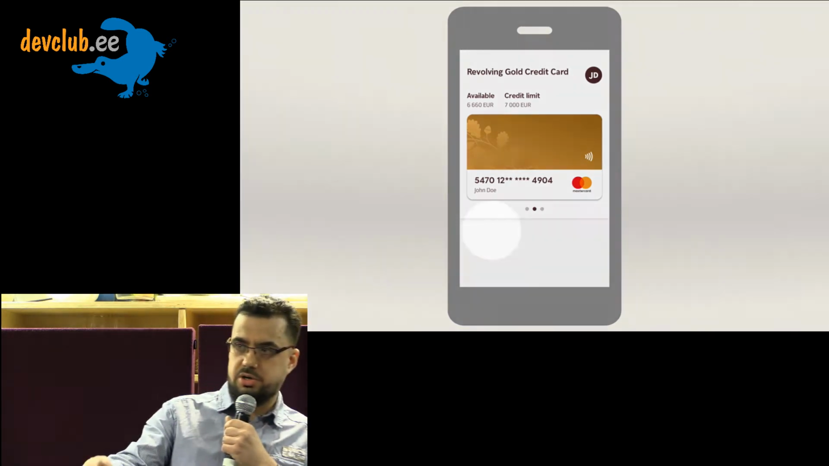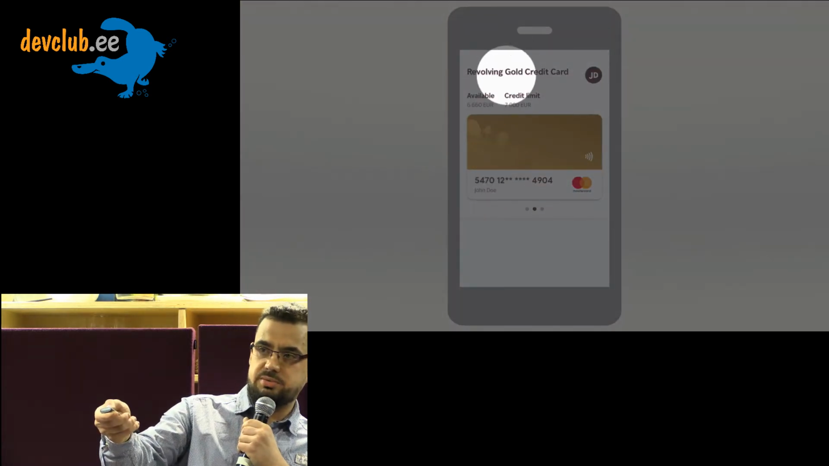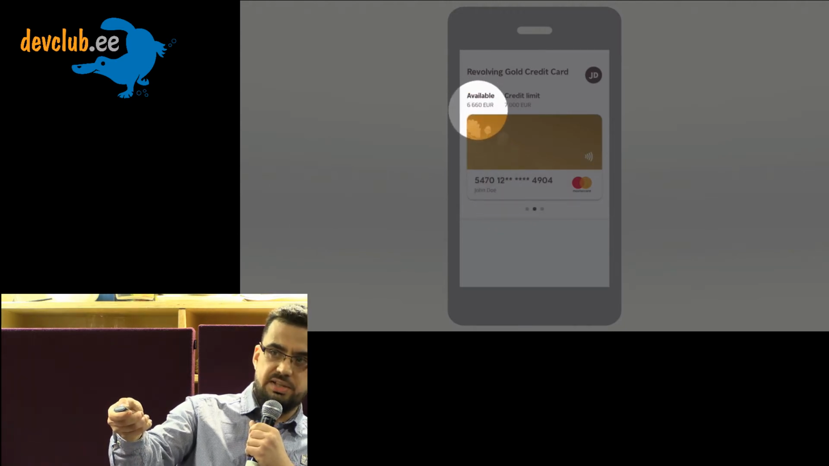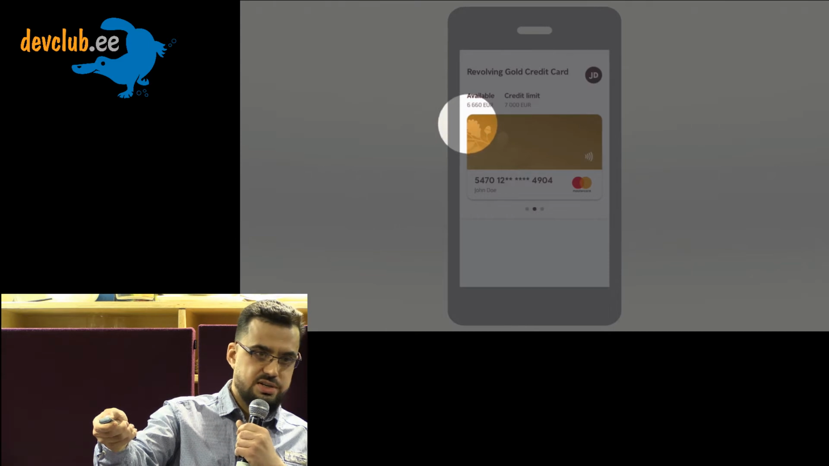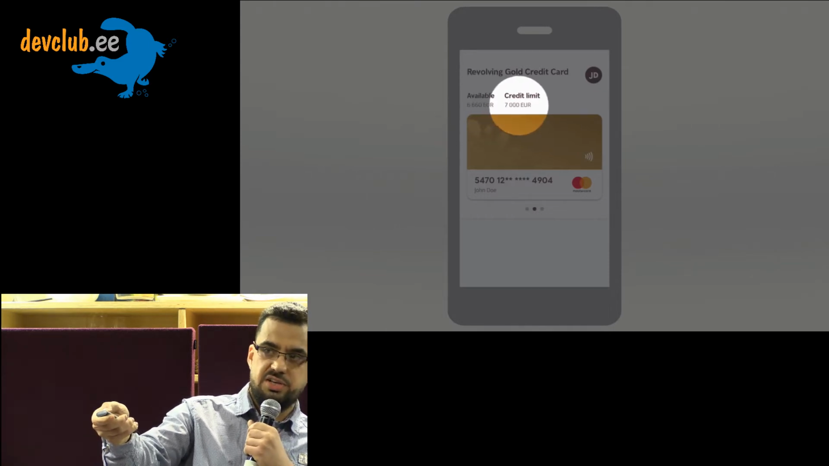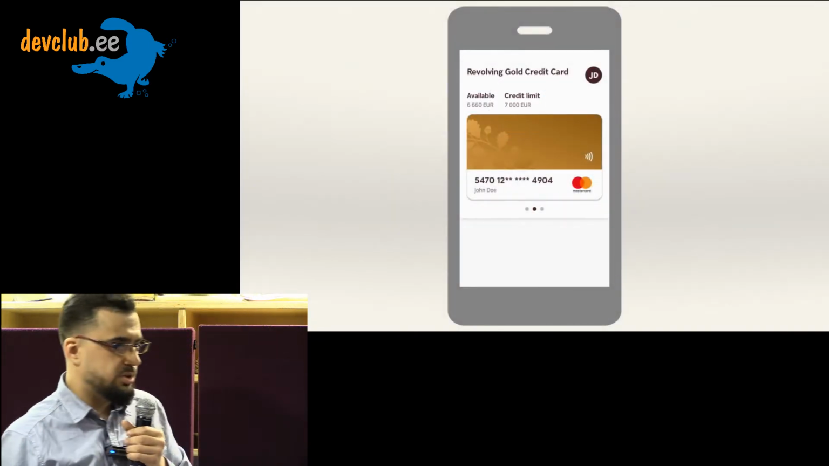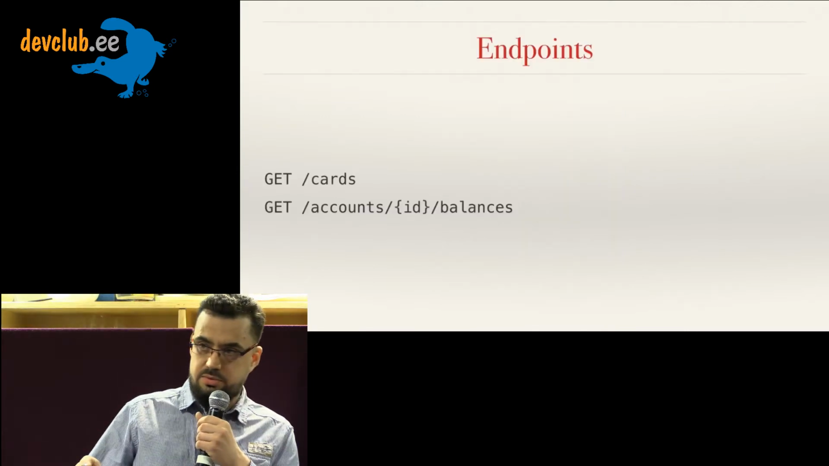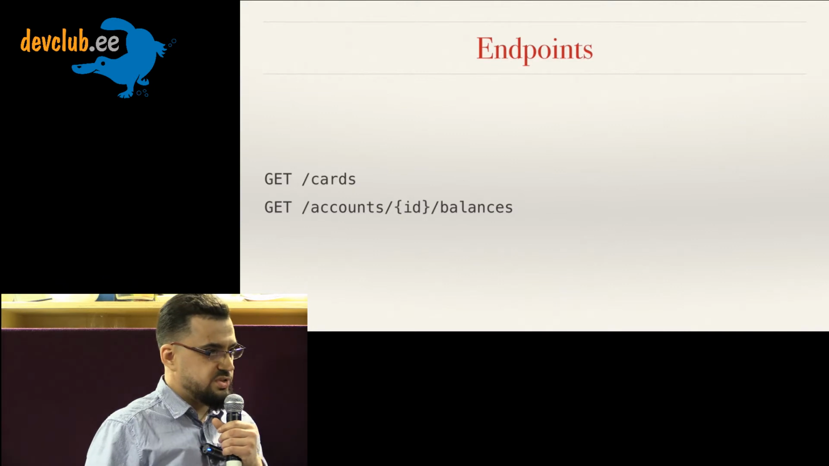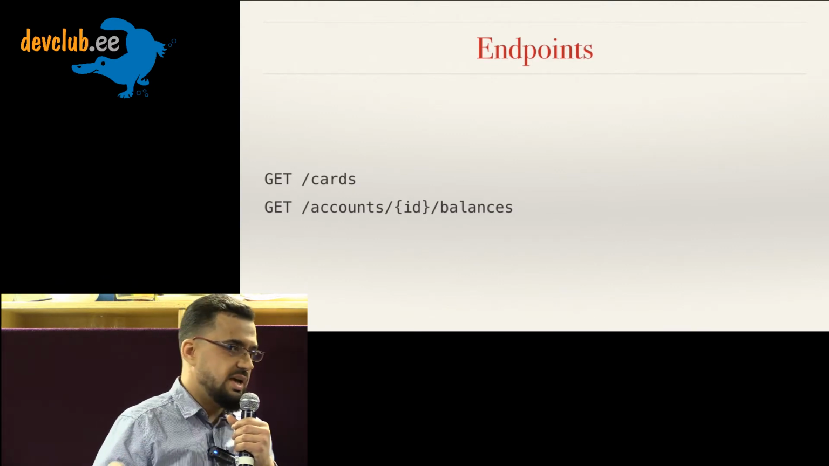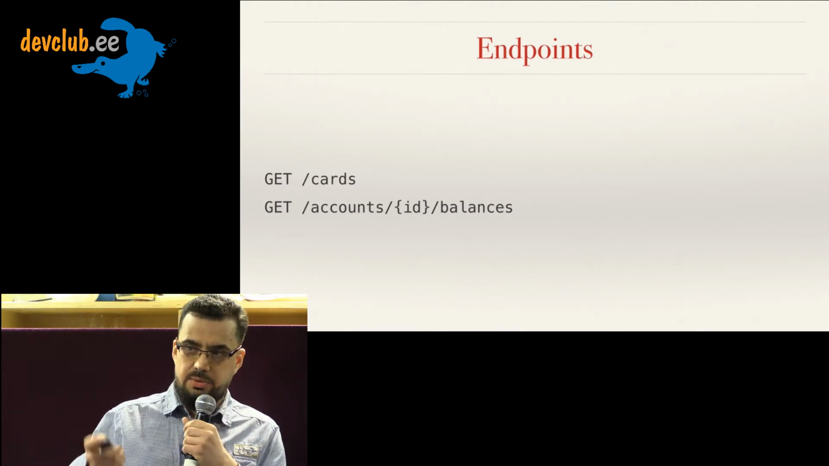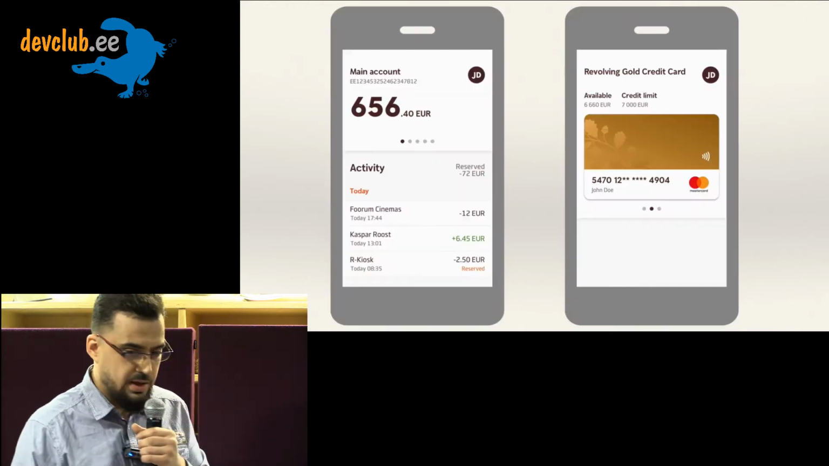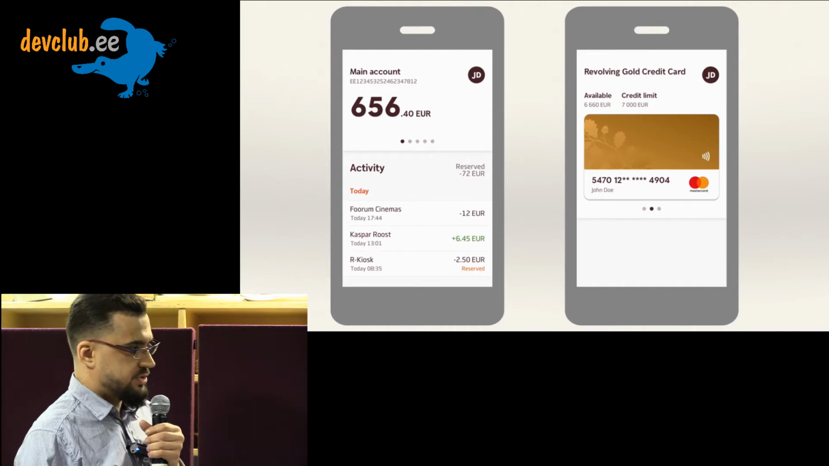So another screen in application is a card view. Here we will show the name of card, the card number, and again information about balance to which card is connected, the available balance, and credit limit. Credit limit will be shown only for credit cards. So again, 2 services needed, list of cards and balances.